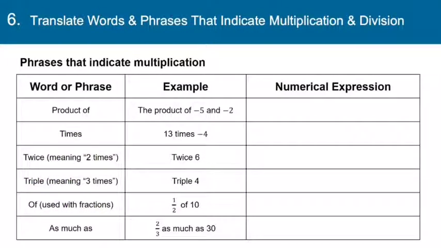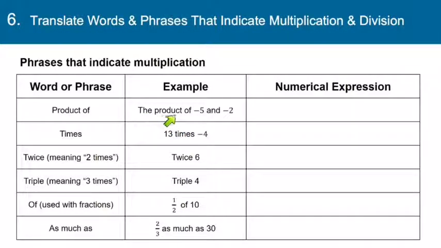Okay, now we're ready to move on and talk about some words and phrases that indicate multiplication. Of course, words like product of, we know product means multiplication. Times, we use that one a lot. Twice just means 2 times. Triple means 3 times. The word of in a math problem usually indicates multiplication. So we'll talk about that in just a minute. And as much as is another one that you might not think of as often as some others. So let's practice a few examples here.